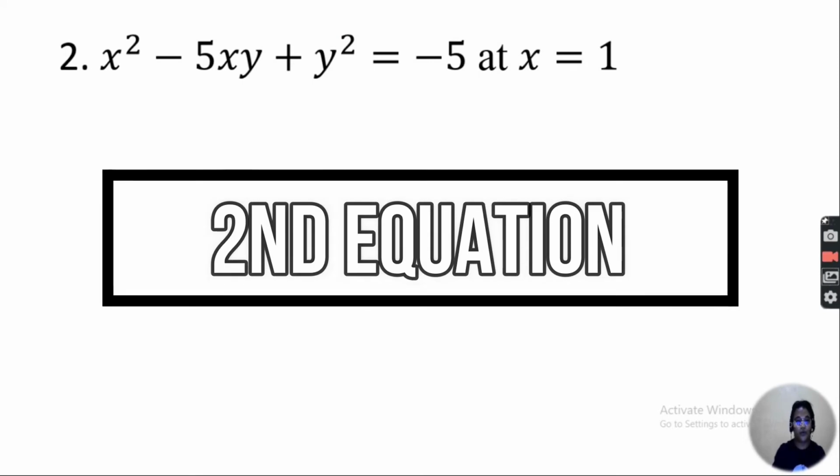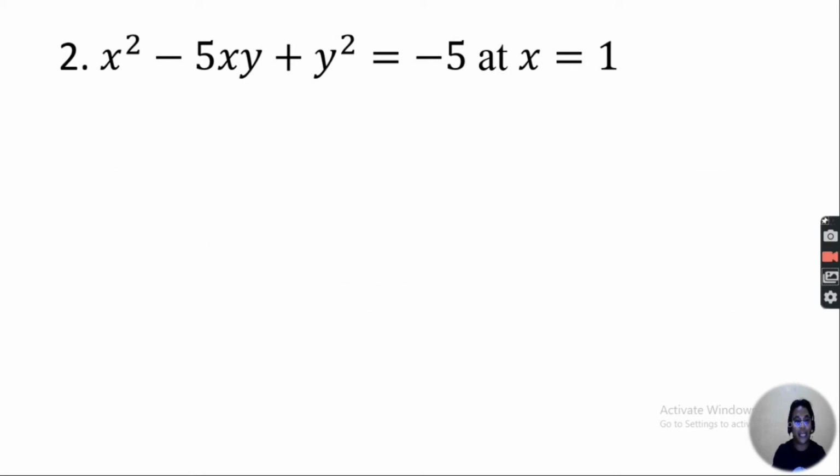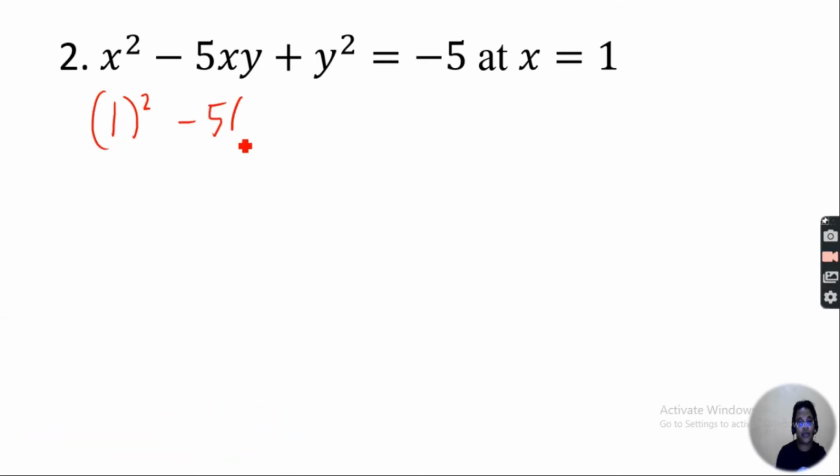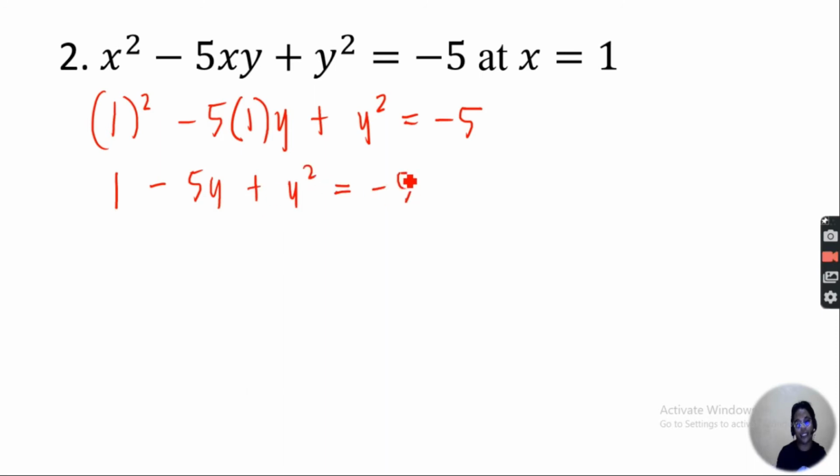This is our equation 2, or the curve x squared minus 5xy plus y squared is equal to negative 5 at x is equal to 1. So, let's first find the value of y using x is equal to 1. So, magiging 1 squared minus 5 times 1 times y plus y squared is equal to negative 5. So, simplify po natin. We have 1 minus 5y plus y squared is equal to negative 5.